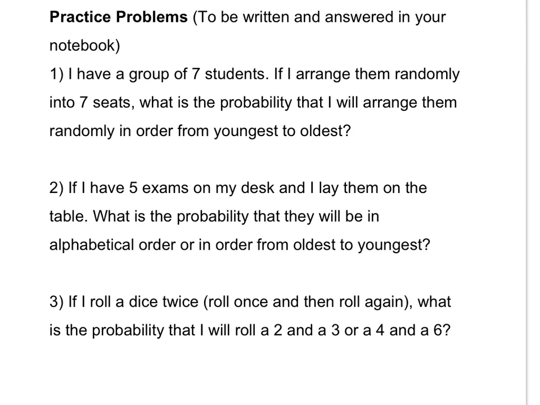So here we have some practice problems again. Like I said before, I want you to write them into your notebook and then answer them. So first one, I have a group of 7 students. So I'm going to arrange them randomly into 7 seats. What is the probability that I will arrange them from youngest to oldest? That word randomly doesn't really need to be there in this case. So imagine I don't know who's the youngest, who's the oldest. 7 students. I'm going to choose somebody for the first seat, second seat, third seat, fourth, fifth, sixth, and seventh. And then I'm going to ask their ages or their dates of birth. And if I get from the youngest to the oldest, I win. What's the probability of that happening?